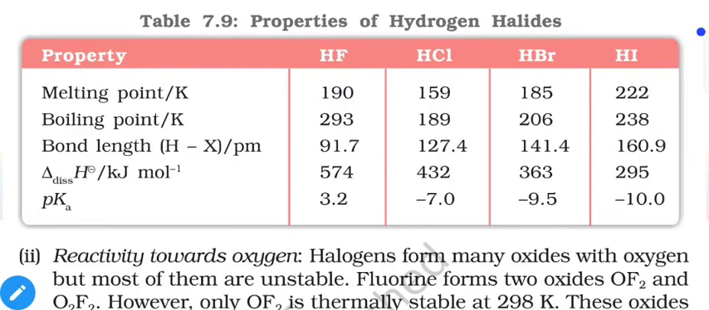So some important data about the hydrogen halides are mentioned here. First is melting point. As we can see, we have a slightly different situation here. HF has a higher melting point than HCl and HBr, but less than HI. With increasing atomic number, usually melting points increase, but in the case of HF, we have a special type of intermolecular attraction: hydrogen bonding. So because of strong hydrogen bonding, its melting point increases.